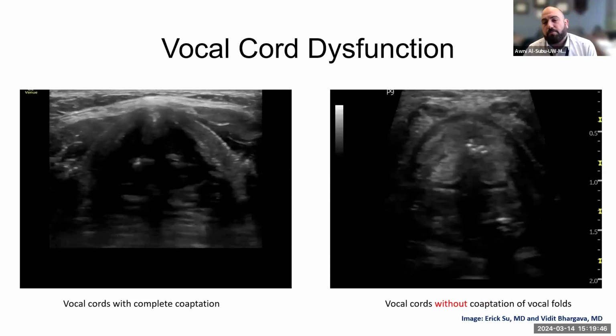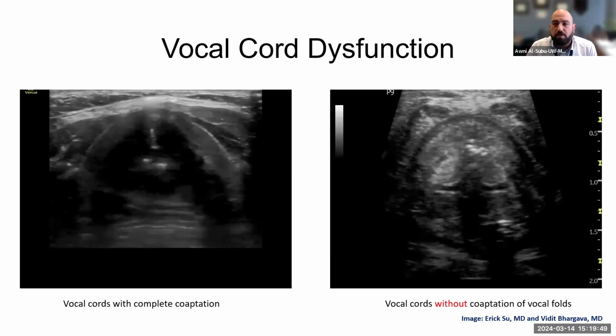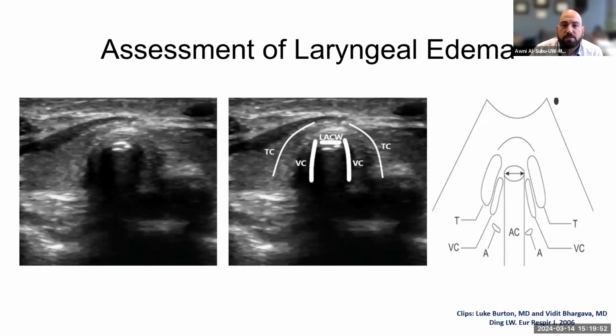Now, using the same view, while patients are intubated, you can use that to assess for laryngeal edema. At the same level, you want to see the thyroid cartilage, then the vocal cords, and then you're looking at this hyperechoic line at the air mucosa interface. That's what is described in the literature, and our colleagues Vidit and Luke from Alabama really published on that. It's called the laryngeal airway column width, and that's what you measure to assess for laryngeal edema.